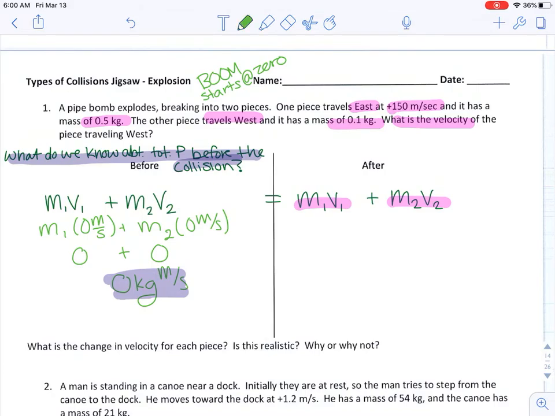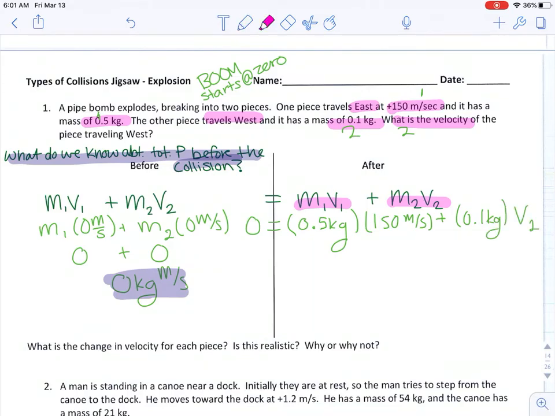All right, so what we have to do is plug in our numbers. We already solved the left side, so I'm just going to put a 0 right there. And 0 is going to equal the mass of our first object. I'm going to just go in order. The first object that it talks about is going to be number 1. The second object that it talks about is going to be number 2. So the first object has a mass of 0.5 kilograms and a velocity of 150 meters per second. The second object has a mass of 0.1 kilograms and a velocity that we do not yet know. That is what we are looking for. That's our goal.